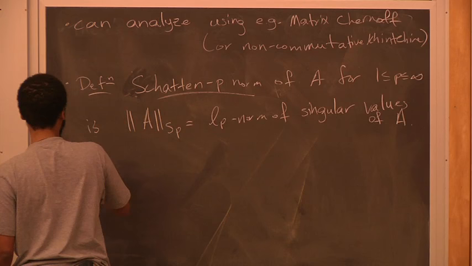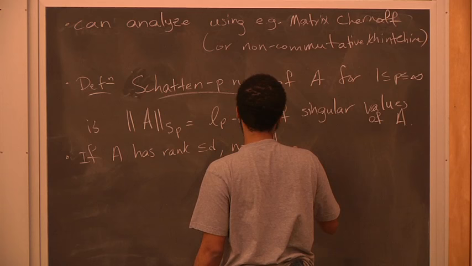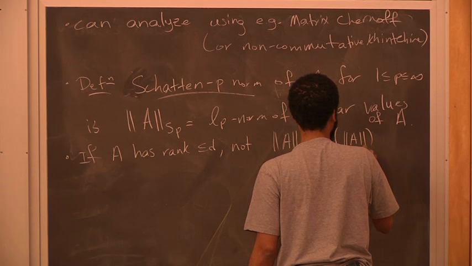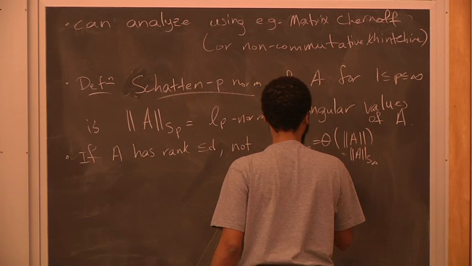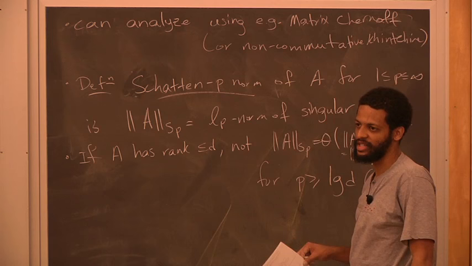And if A has rank at most d, note the Schatten p norm is equal to theta of the operator norm, which is equal to Schatten infinity, for p being at least log d. This is by Hölder's inequality. Okay, so Schatten log d norms, or Schatten p norms for p at least log d, are basically the same as operator norm.